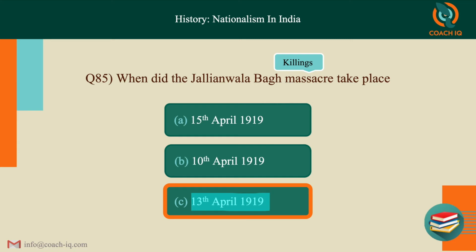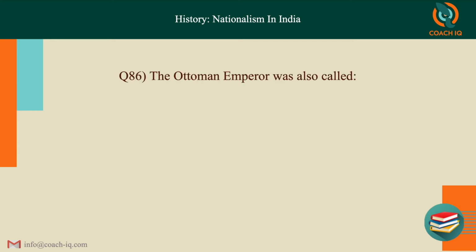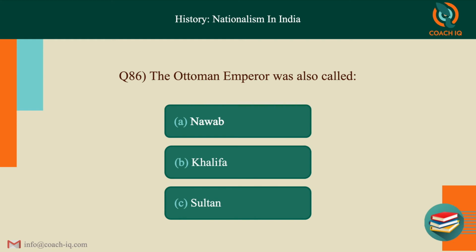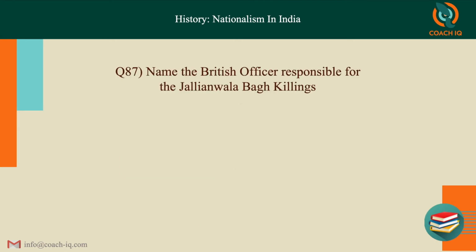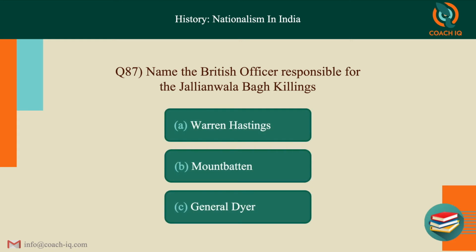So 13 April 1919. The Ottoman Emperor was also called Nawab, Khalifa or Sultan. The answer is B, Khalifa. Name the British officer who was responsible for the Jallianwala Bagh killings. Hastings, Mountbatten or General Dyer? The answer is General Dyer.